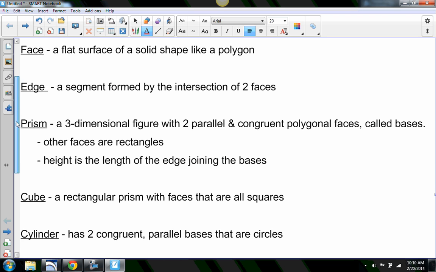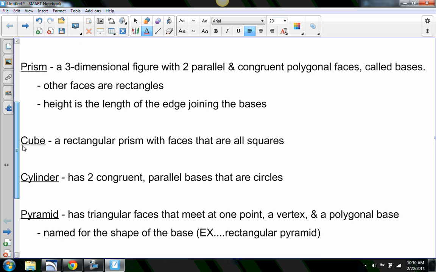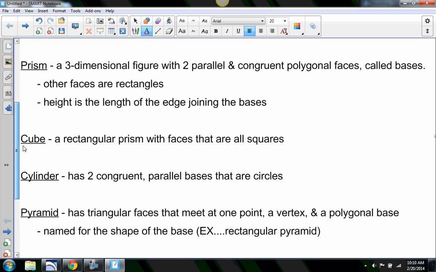An edge. Prism: a three-dimensional figure with two parallel and congruent polygon faces called bases. So there's two bases to a prism, okay? A top and a bottom, or if it's laying on its side, it might look like it's on the left and the right. The other faces have to be rectangles if it's a prism. And a height is the length of the edge joining the bases. And I'm going to show you an example of that too.